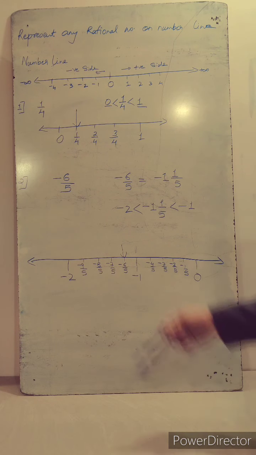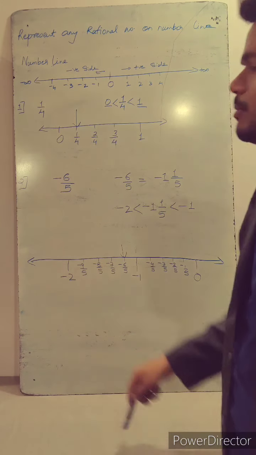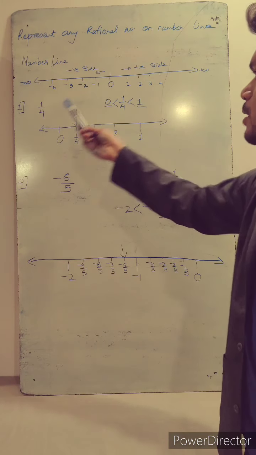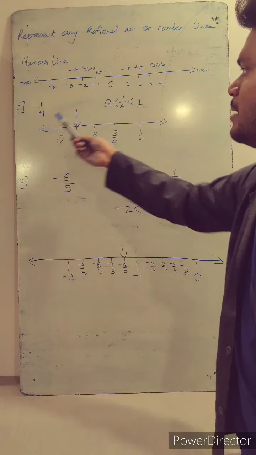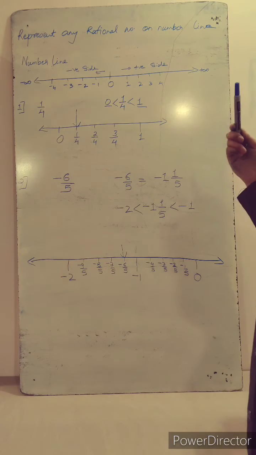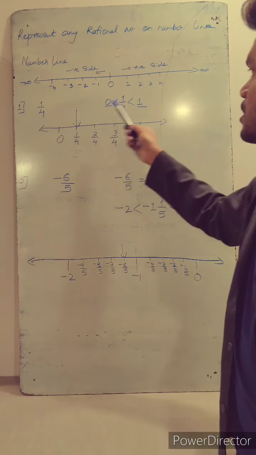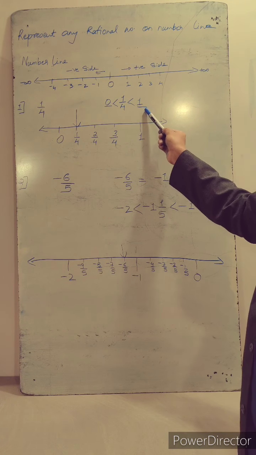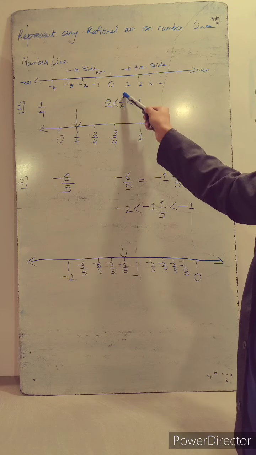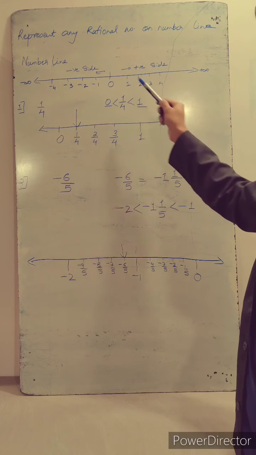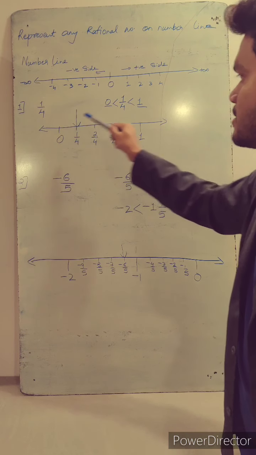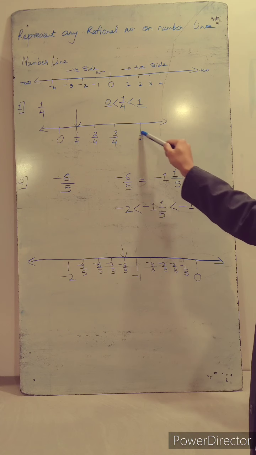Now the first question is to locate 1 by 4 on number line. For that we have to draw a straight line. These arrows represent that the number line can be produced on both the sides. So 1 by 4 is greater than 0 but smaller than 1. So the position of 1 by 4 will be between 0 and 1. So we will start the number line with 0 and end the number line at 1.